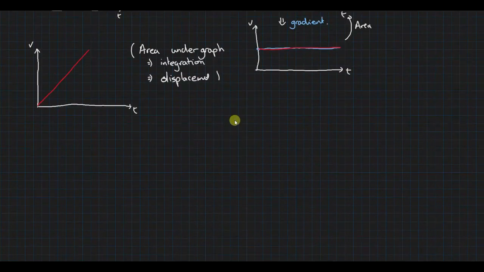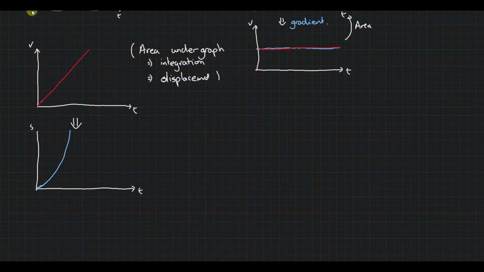So let's draw the displacement. For a constantly increasing velocity, what we get is a displacement which starts off small or nothing and increases by a small amount. The next section increases by a larger amount. So now we're looking at an increase, and all the way up we keep increasing, and you get a curve as it accelerates.